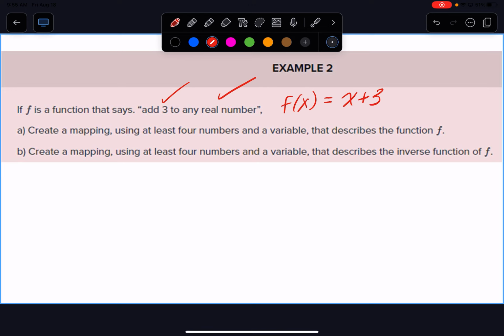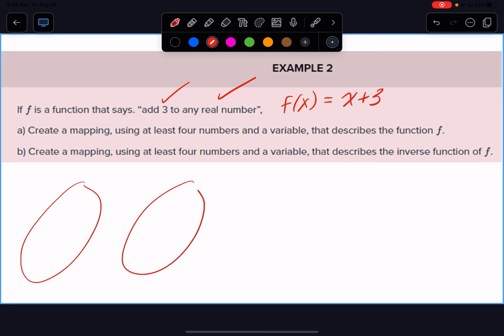All right, now look at part A. It says create a mapping using at least 4 numbers and a variable that describes the function. So we know mapping means the circle thing. We then put x and y just to give ourselves a good visual. So now we know that we need to plug in 4 numbers. I'll just do 1, 2, 3, 4. Anyone mad about that? And what are we plugging it into? I'm going to write it up here for myself so I don't forget. Isn't it x plus 3 that we're plugging into?